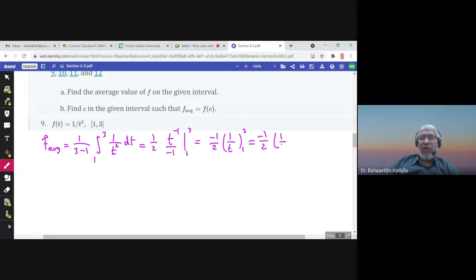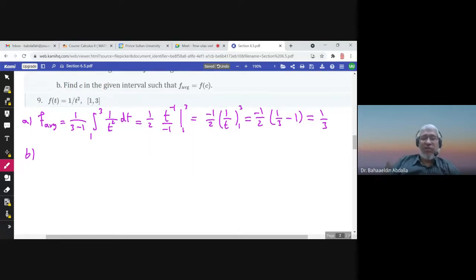This negative will be -half, and t to the power -1, I write it 1 over t, from 1 to 3. So 1 over 3 minus 1 over 1. This is -2 over 3 times -half. It would be 1 over 3. So the average value of this function in this interval is 1 over 3. This is part A. Part B, find c in the given interval such that f average equals f of c. This c is the number guaranteed by the mean value theorem. So we need to find c such that f of c equals f average, which in this example is 1 over 3.